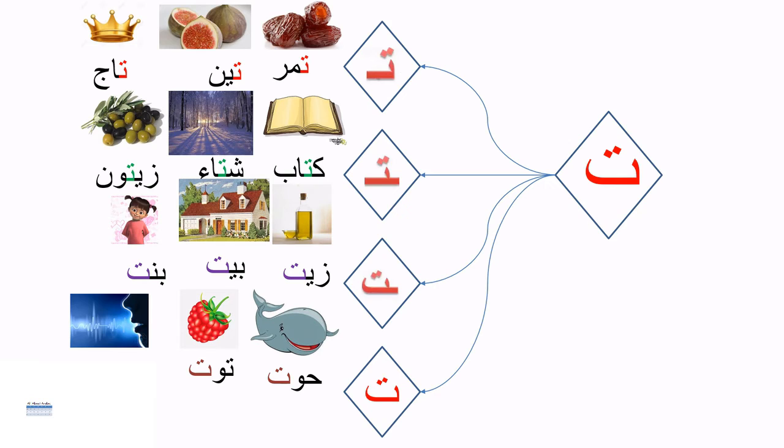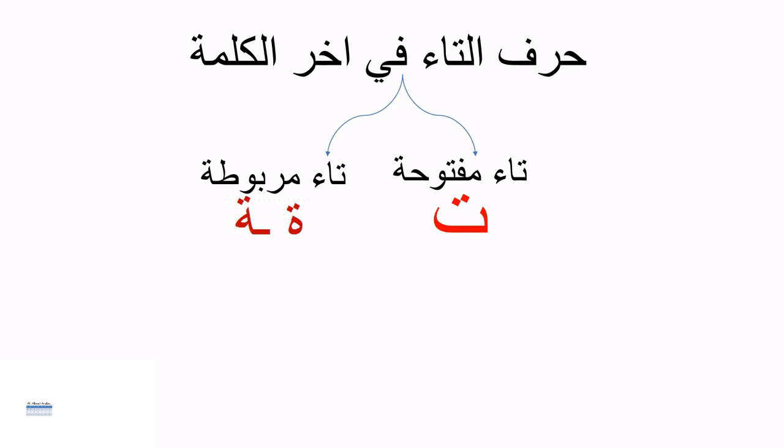Now let's see one more thing about ta. If it is in the end of the word, we can have two different kinds of ta. We have ta maftuha and ta marbuta, which means an open ta or a closed ta. Now even closed ta or ta marbuta has two shapes, if it is connected to the previous letter or if it is separated. So let's see some examples and how we can differentiate between them. So bint, a girl, we see the ta مفتوحة here connected to the previous letter.